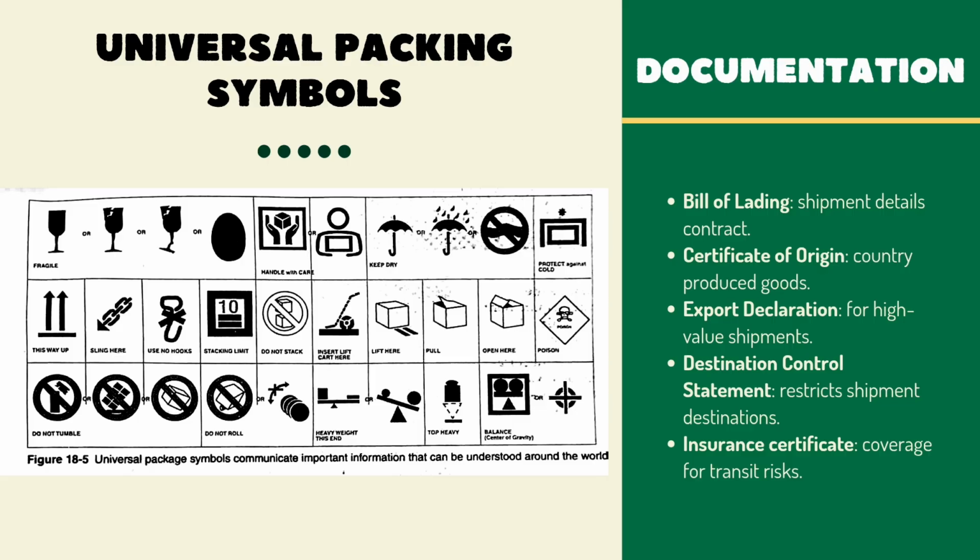Destination control statement, specifies which countries the goods can be legally shipped to, ensuring compliance with trade restrictions. Lastly, insurance certificate protects against losses from fire, theft, or damage during transportation. These documents are essential to avoid delays and legal issues when moving goods across borders.